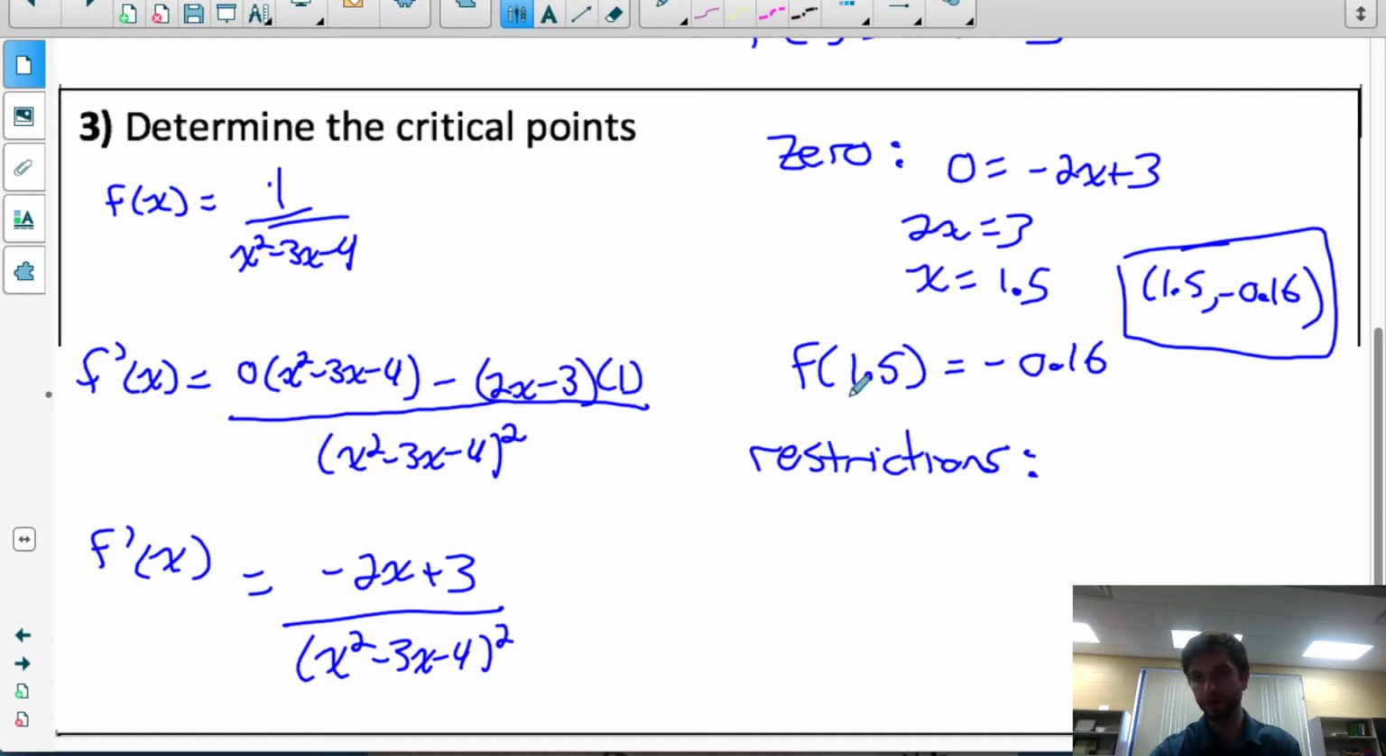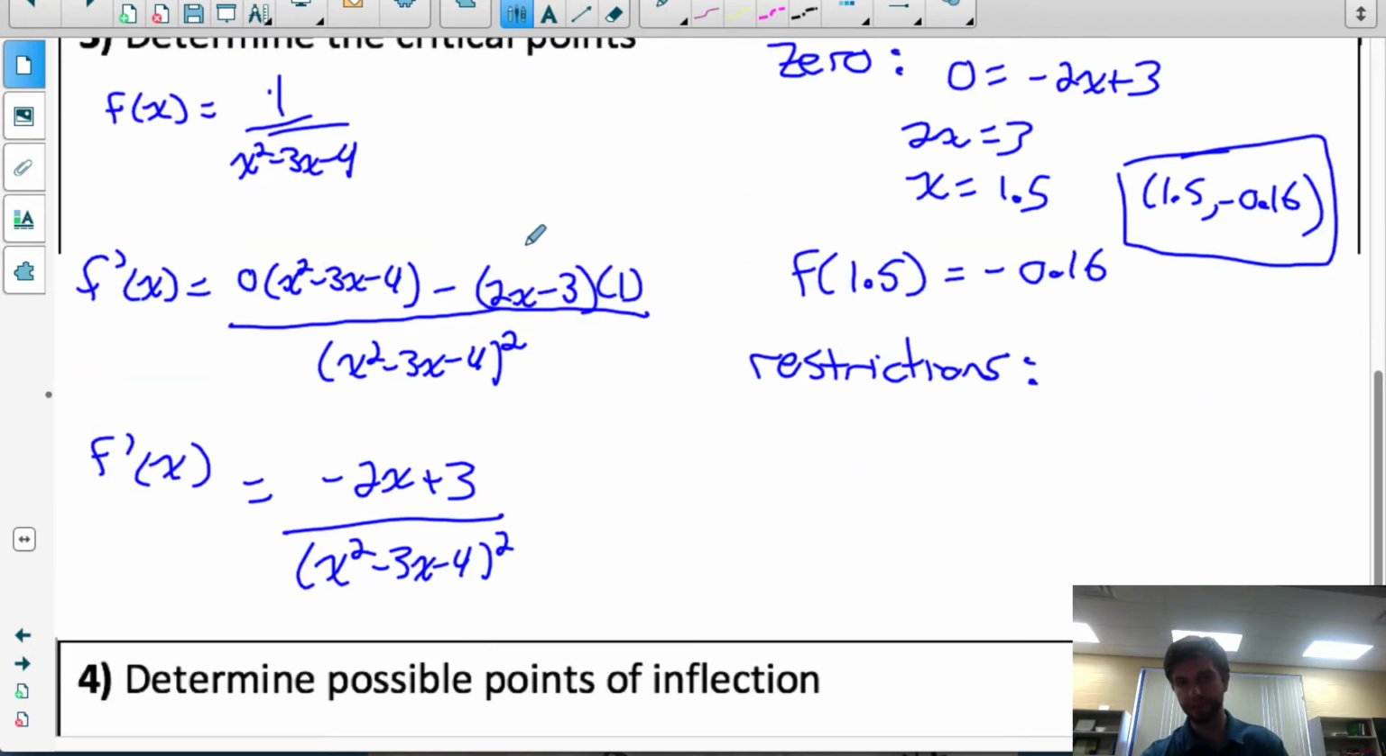Now, other critical numbers are numbers that make the denominator be 0, right? Because that would be a restriction on the derivative, which means there would be a vertical asymptote there. Now, keep in mind, when we find the restrictions, the critical number is a 0 of the numerator or the denominator, but only if that number is also in the domain of the original function. And I'll show you what I mean by that in a second. So if we find the restrictions of this function, that would be what makes the denominator be 0. And here's our denominator.